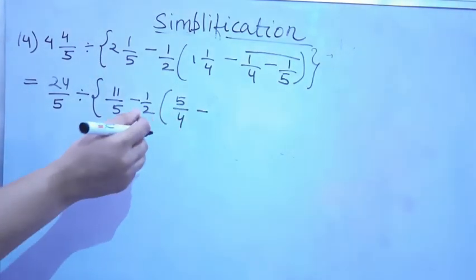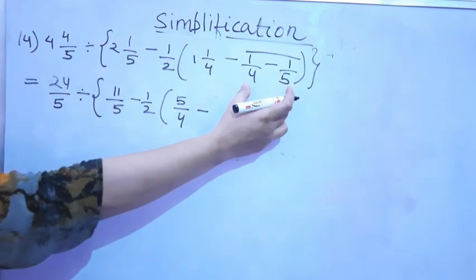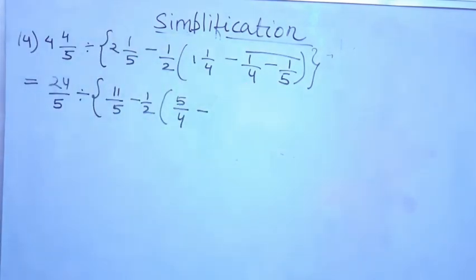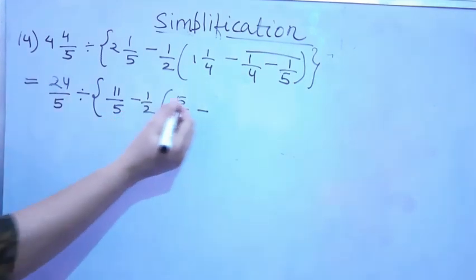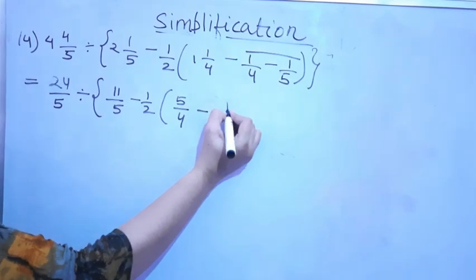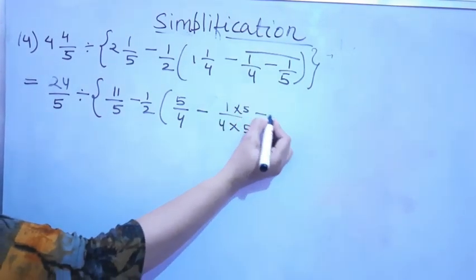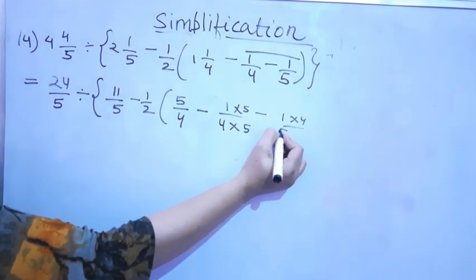Now 1 by 4 minus 1 by 5. We have to solve this part first. Since 5 and 4 are co-prime numbers, what will be the LCM of 5 and 4? The LCM of 5 and 4 will be 20. That is their product because they do not have any other common factor apart from 1.